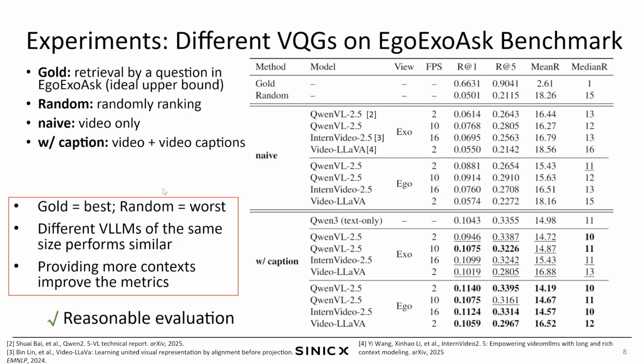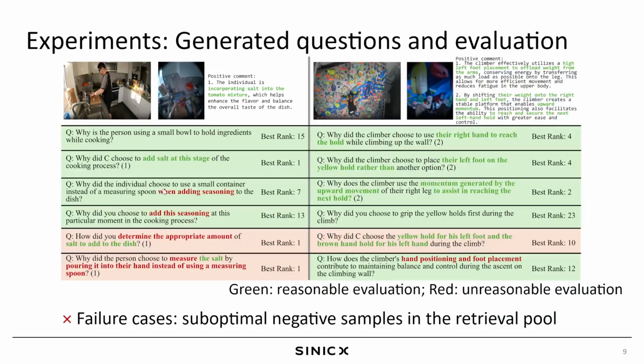We provide the MLLMs with different contexts. From the table, we can see that gold, an ideal upper bound, performed the best, while random performed the worst. Also, providing MLLMs more context improves the metrics. Especially, questions generated with EGO videos with captions, which are annotated on EXO camera videos, yield the best scores. These results indicate that our evaluation framework and metric are reasonable.